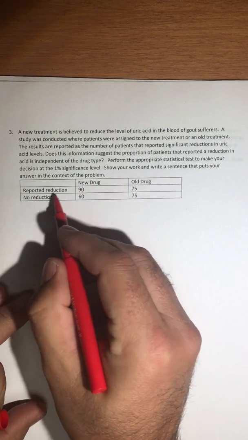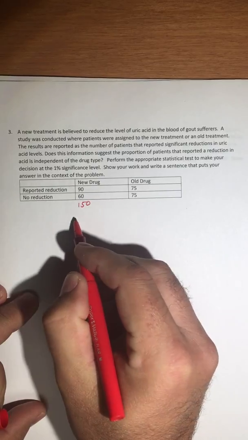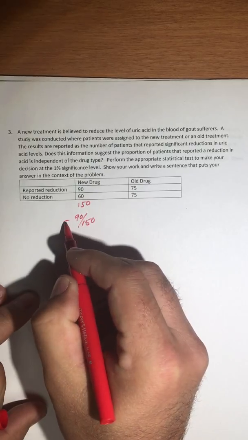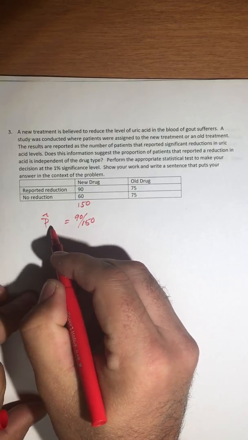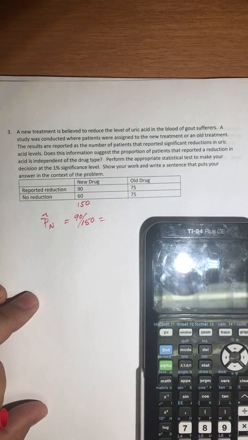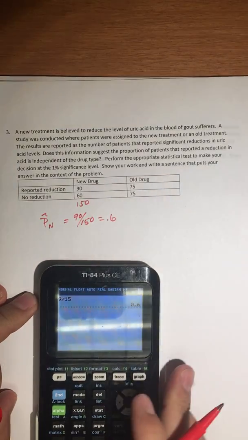So the new drug, 90 out of 150, right? So there's a total of 150 people. So this is 90 out of 150 said that they were better. So we'll call that p hat sub n. And so what does that come out to be? 9/15 is that 0.6? So I get 60% of the people improved under the new drug.